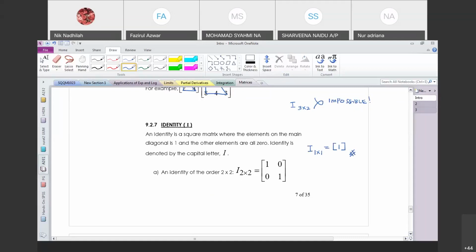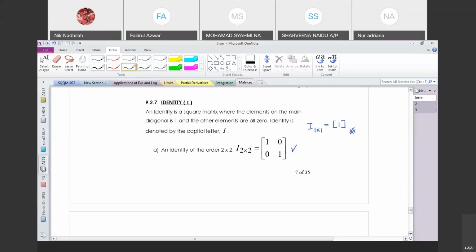Okay, this is quite common for your syllabus. For your syllabus, I would say identity matrix of order 2 by 2 and 3, or maybe sometimes 4 by 4. That will be the biggest order that you are going to consider, 4 by 4.